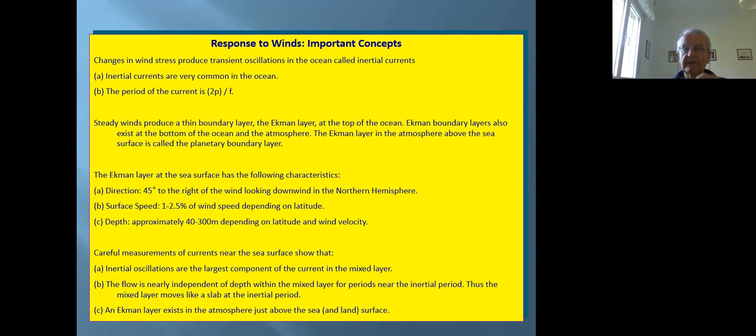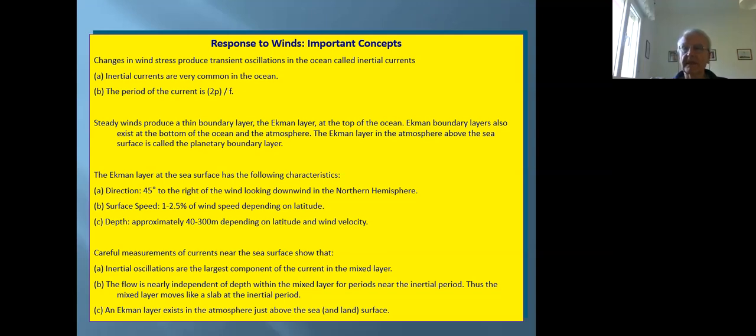As I mentioned before, this influence of the wind is limited to the upper layer, to the sea surface layer. And there are three important things which we should remember, and then we will see from the equations that these characteristics are obtained from the equations. First of all is the direction of the wind-induced current.